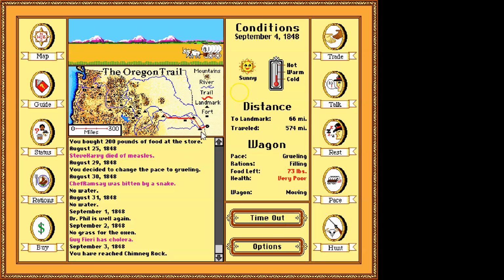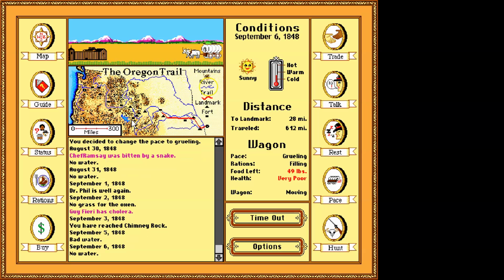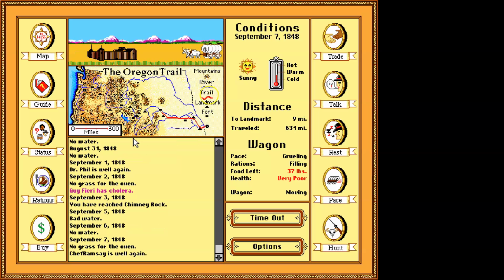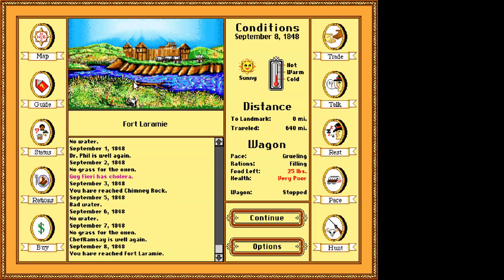And we see the progress I'm making with the red trail. Bad water. Not something you want to hear. Bad water. No water. I guess is bad water worse than no water? I don't know. Chef Ramsay's well again. Glad to see you recovered from that snake bite. Reached Fort Laramie. Awesome.